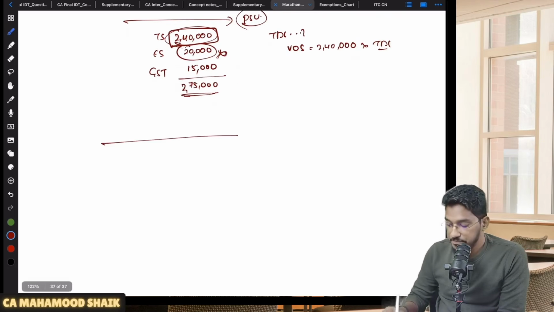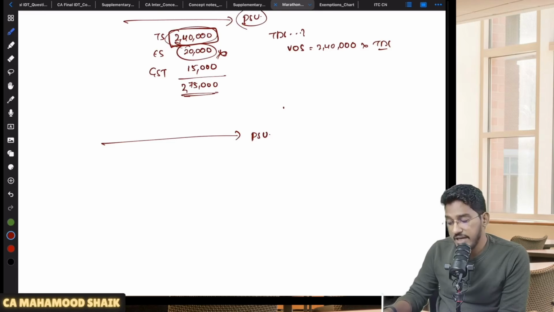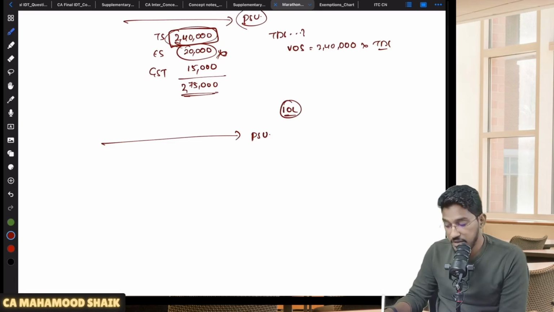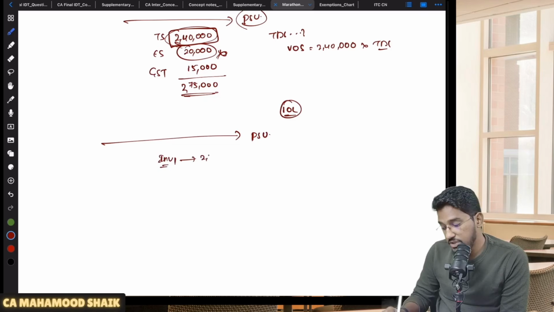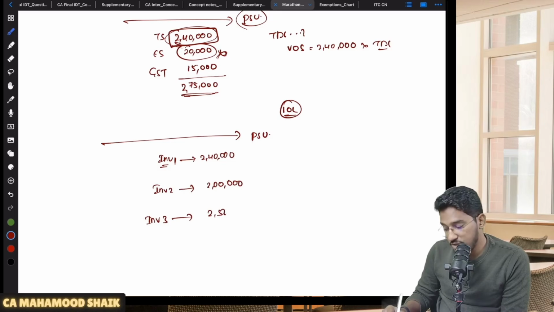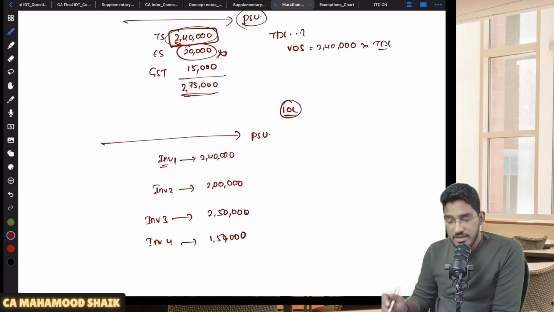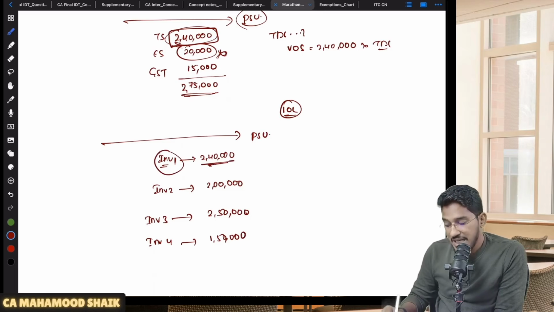Let me give you one more case. Let us say there is a PSU. They have entered into a contract for 10 lakhs worth of supply. Now they have sent invoices. Invoice number 1 has come, in which the value of supply is 2,40,000 rupees only. Invoice number 2 has been given, in which the value of supply is 2 lakh rupees only. Invoice number 3 has been given, in which the value of supply is once again 2,50,000 rupees only. And invoice number 4 has been given, in which invoice value is 1,50,000. So like that, the total contract is for 10 lakhs, but they are giving individual invoices. In each invoice, the value of supply is less than 2,50,000 only.